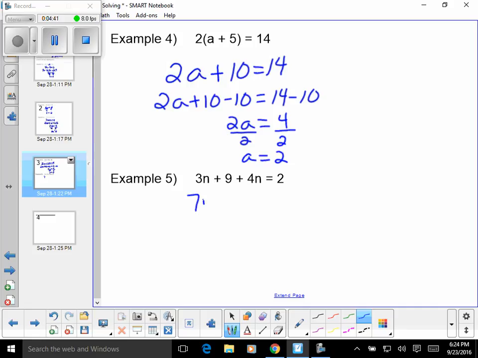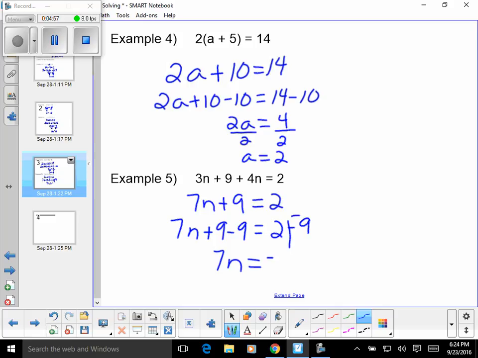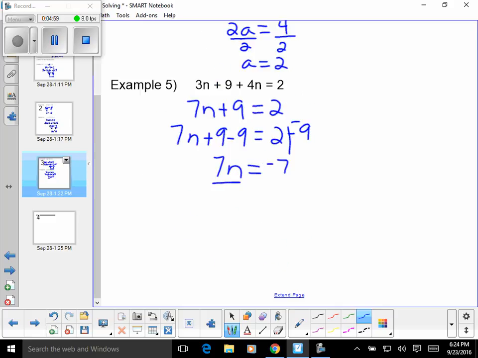Simplifying, we will have 7n plus 9 equals 2. To solve, we're going to have to subtract the 9 from both sides. This is where it would be helpful to go add the opposite. So we'll have -7, and then dividing both sides by the 7, n will equal -1. Did you get it right?